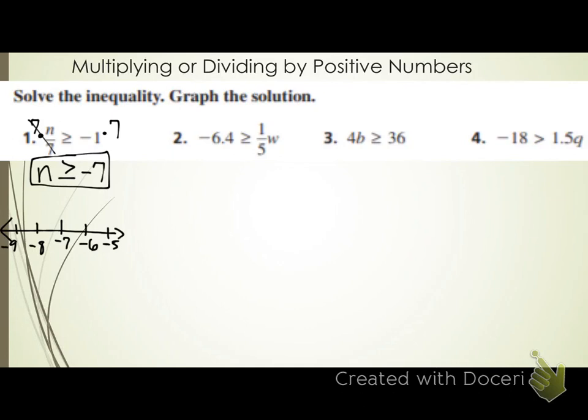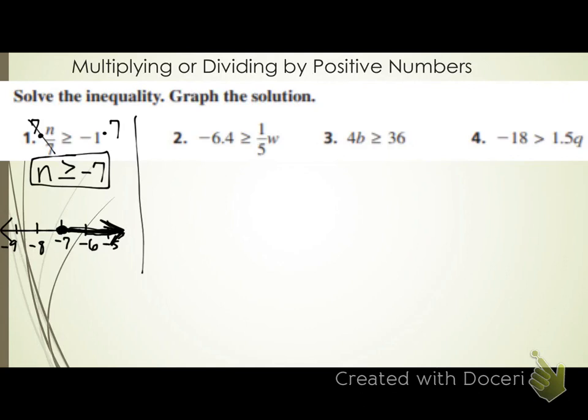Open or closed on negative 7? Closed. Shading which way? To the right. Questions on 1? Are we okay with the graphing at least? Open or closed circle and deciding which way to shade? Y'all okay with that? Are we okay solving so far using addition, subtraction, and multiplying or dividing by positive numbers?